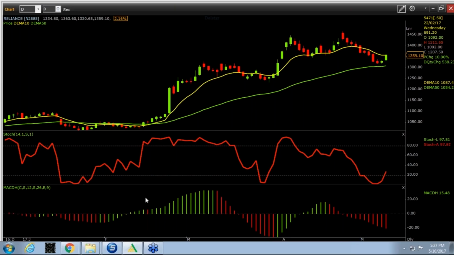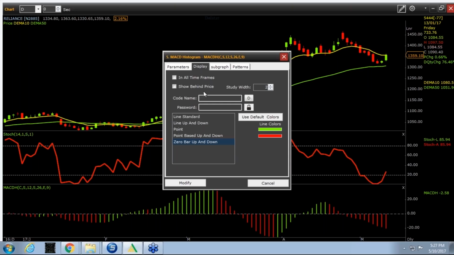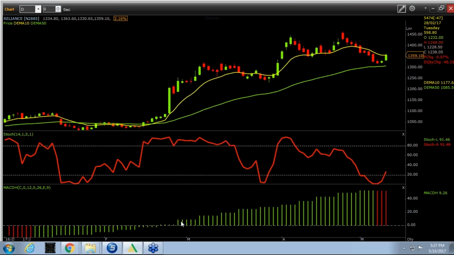Now I want to make it a weekly. So I simply change the period to weekly. Now what I see is that this is a weekly MACD histogram which has been plotted on a daily chart. So what does it tell you? That the overall weekly trend is strong. What it effectively means is that any pullback you should use as a buying opportunity. So this is something which you can look at.